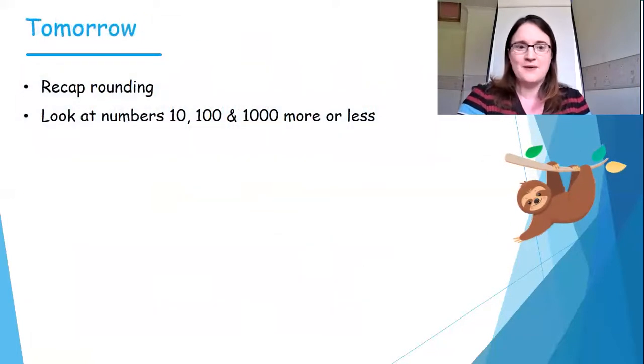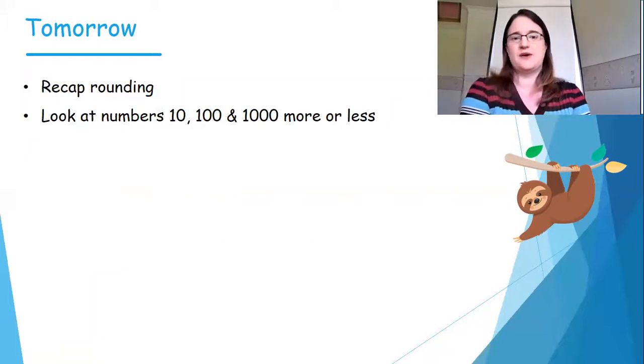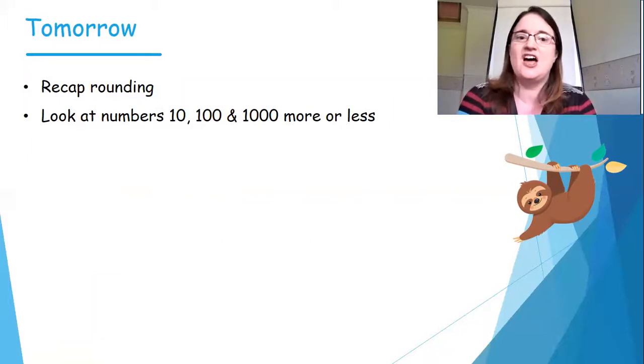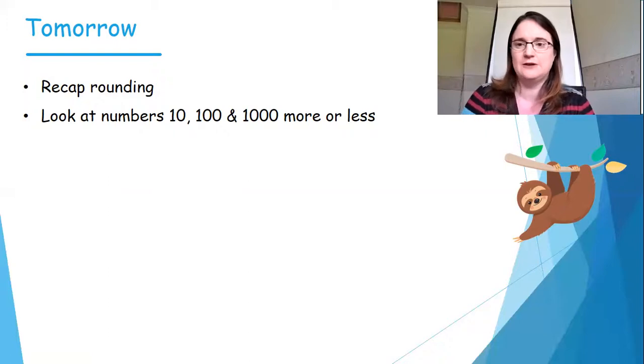Right, time for a rest now. What are we doing tomorrow? We're going to do a bit of quick recap of rounding, and then we're going to be looking at numbers that are 10, 100 and 1,000 more or less than the number that we started with. So we're going to be doing a bit of addition and subtraction tomorrow with our place value.